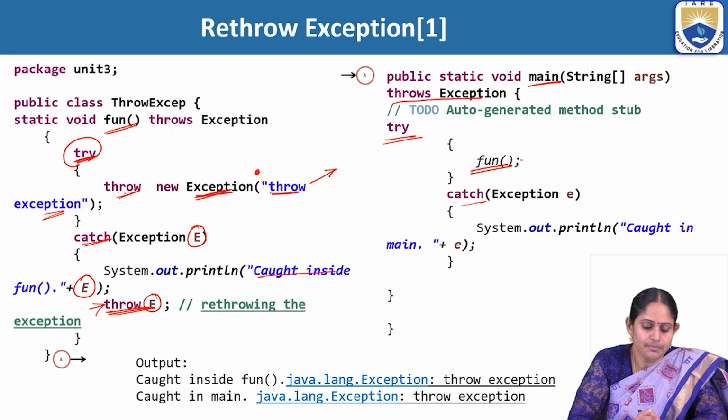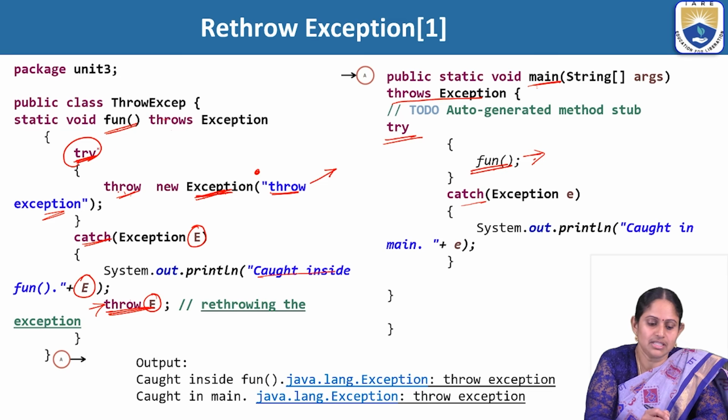At this point, if we look into the flow of the program, it will start from main. The main is calling the fun method. When the fun method is called, the control will come at this point and the try block will be executed. So it will throw the exception.